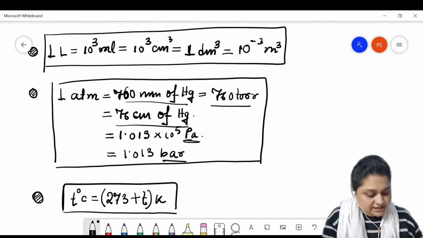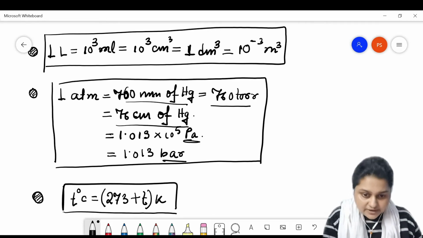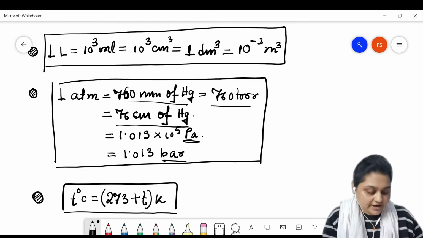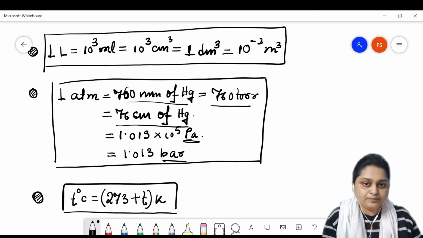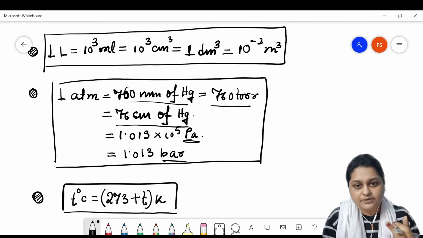To measure the third property of a gaseous substance, the temperature of the gas, the temperature is represented on the Kelvin scale. We can transform any temperature from the Celsius scale to the Kelvin scale via this expression: T in Kelvin equals 273 plus T in degree Celsius. Now these are the three physical properties: volume, pressure, and temperature of the gas.